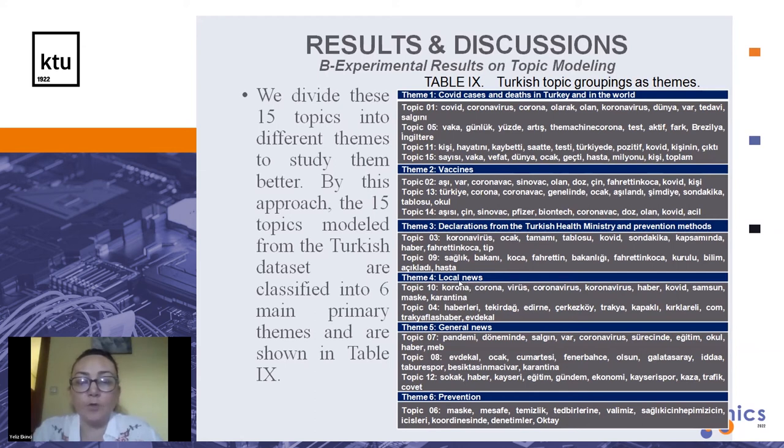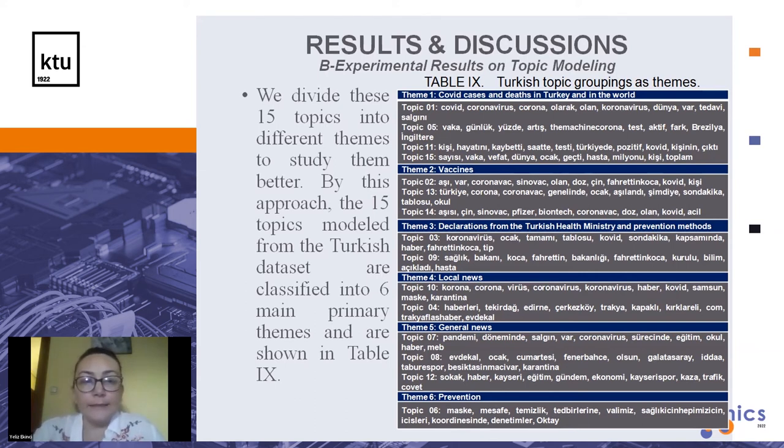The fifth one is about local news. It is normal to have some local news at any time, whether there is a pandemic or not. So the sixth one is general news. The local news is about some regions of Turkey, and the general news is about the general agenda, general news of Turkey. And the last team includes just one topic, and it's about the prevention methods from COVID-19.